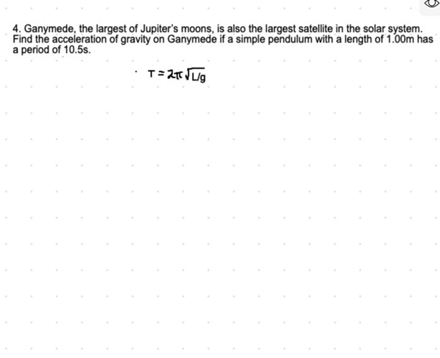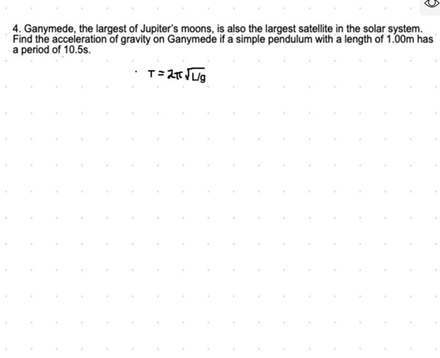Okay, so this question came from the worksheet from today on calculating periods, and this is from that first section on calculating periods for a simple pendulum in simple harmonic motion. So this question reads, Ganymede is the largest of Jupiter's moons. It is also the largest satellite in the solar system. So we've got a big mass in space that is orbiting Jupiter.